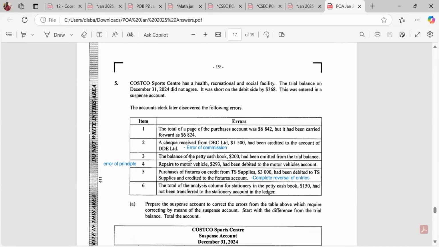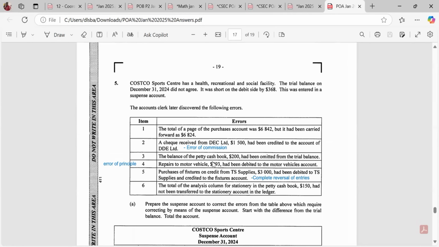The second one, a check received from DEC Limited has been credited to DDE Limited. Does that have anything to do with the income statement? No, right? So we leave that out. Third one, petty cash book, does that have anything to do with the income statement? Fourth one, repairs on motor vehicle, which is an expense, and the motor vehicle account. Do any of those have anything to do with the income statement?